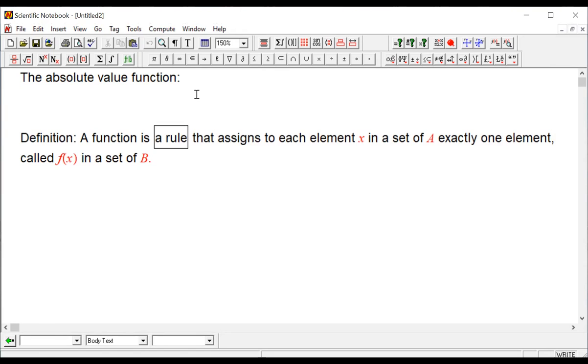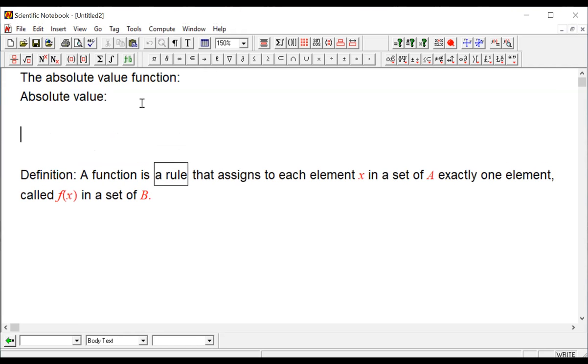In this lesson, we're going to talk about absolute value function. Before we talk about absolute value function, we're going to talk about what is absolute value. Absolute value is the distance between any number and the origin.